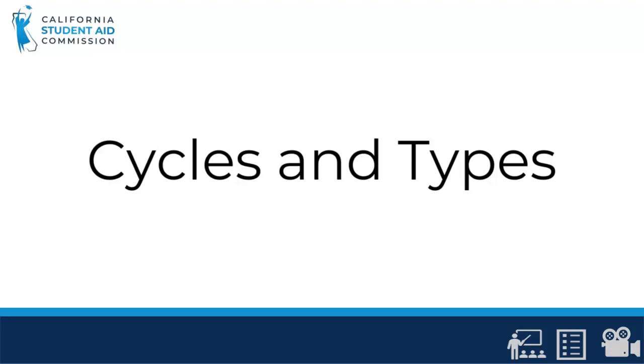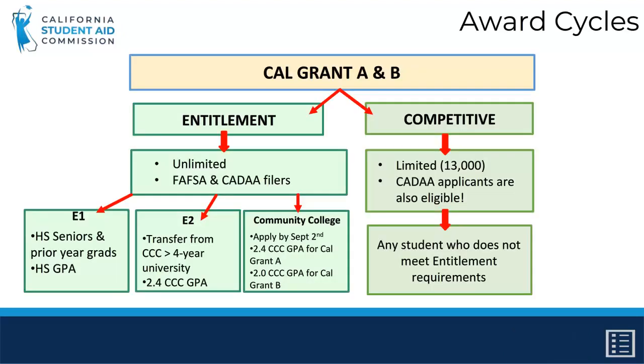In this next section, we will go over the different award cycles and types. There are two types of Cal Grant award cycles, entitlement and competitive. While the actual Cal Grant itself is the same, that is, an entitlement Cal Grant B pays the same as a competitive Cal Grant B, the student cohort being considered for the award is different.